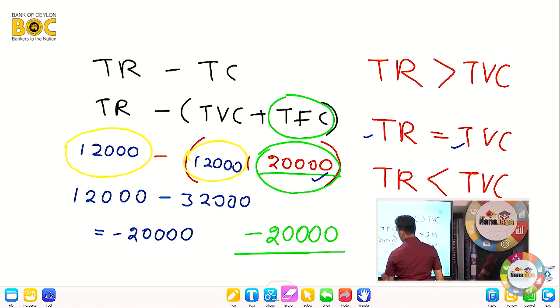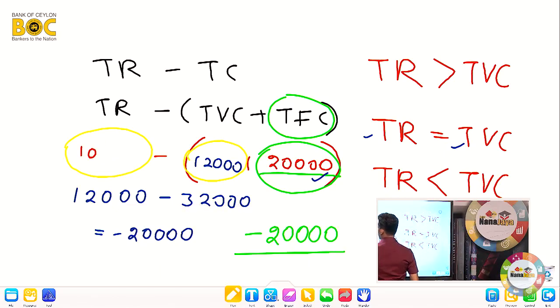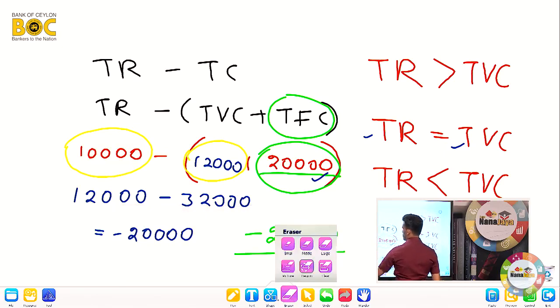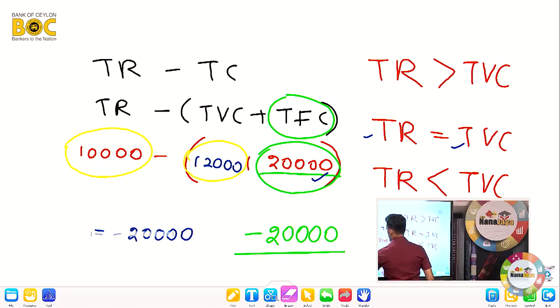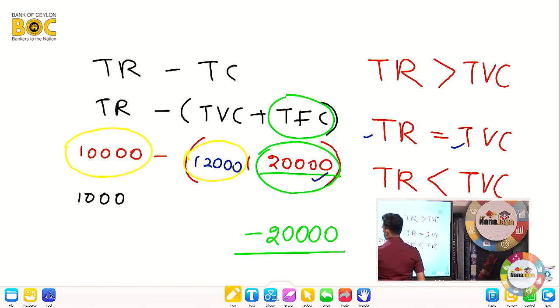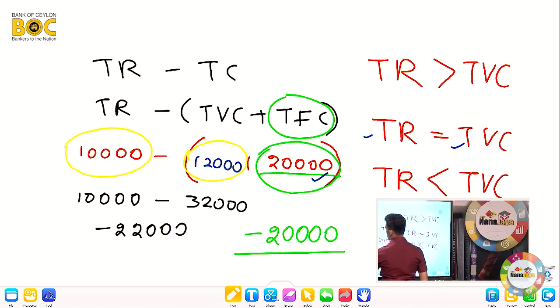But for some reason, if the total revenue of the firm is even less than the total variable cost, we will take an example. We will say the total revenue of producing some output is 10,000. Total variable cost, I will keep it as it is at 12,000. Then what happens? Total revenue is 10,000. Total cost is 32,000. What happens to the loss? The loss of the firm is 22,000.